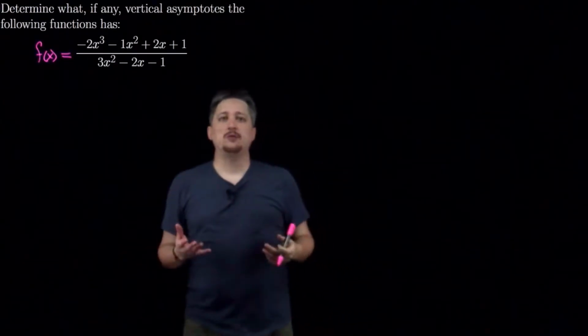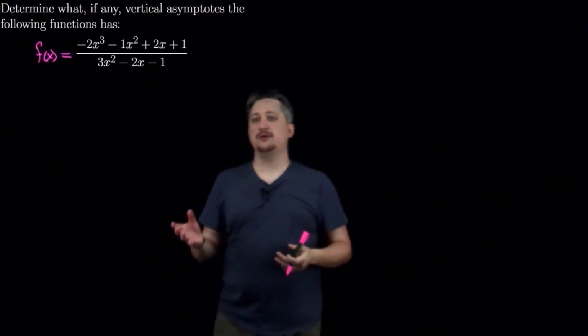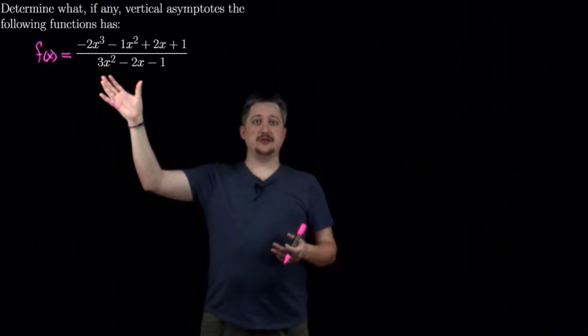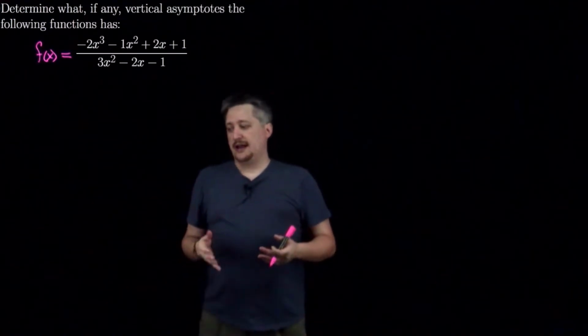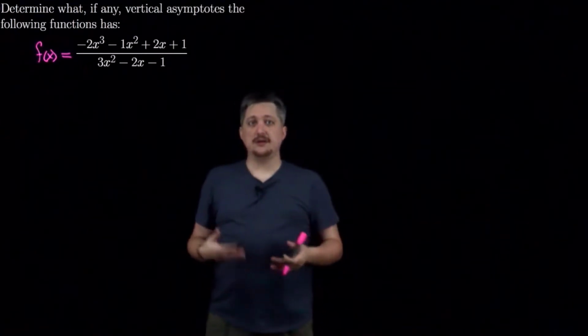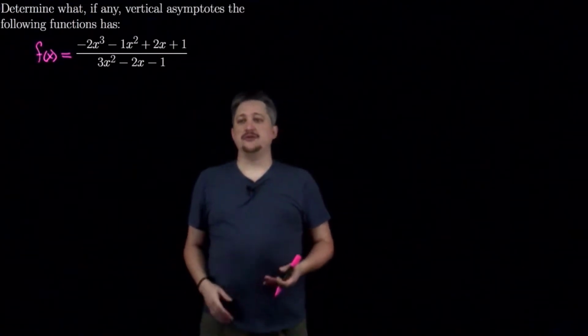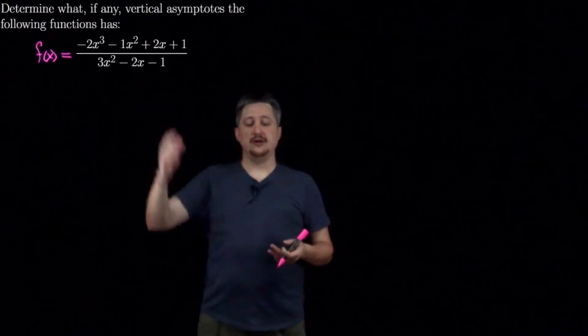And so if I want to find vertical asymptotes, then what that boils down to is I want to figure out where this thing has left and right limits that are going to infinity. So as a first step, vertical asymptotes can only occur where there are domain restrictions. So the very first thing I'm going to do is look for the domain restrictions of this function.